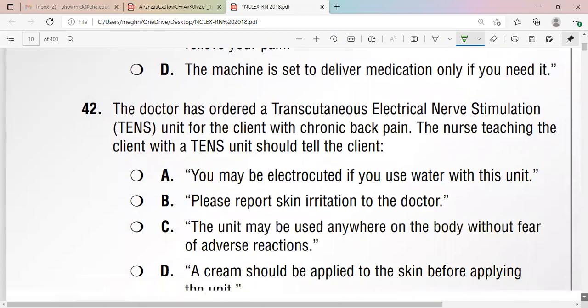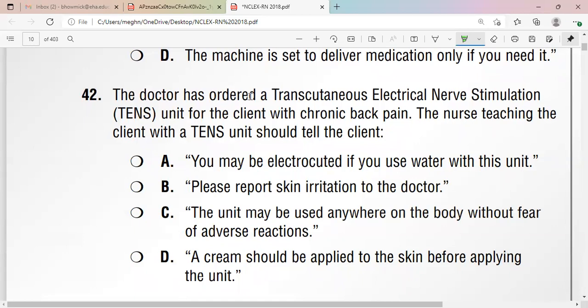Next question here. The doctor has ordered transcutaneous electrical nerve stimulation, shortly called TENS. Very important for the NCLEX board. TENS and PCA, the previous question, are important for the NCLEX board exam. So, a TENS unit for the client with chronic back pain.